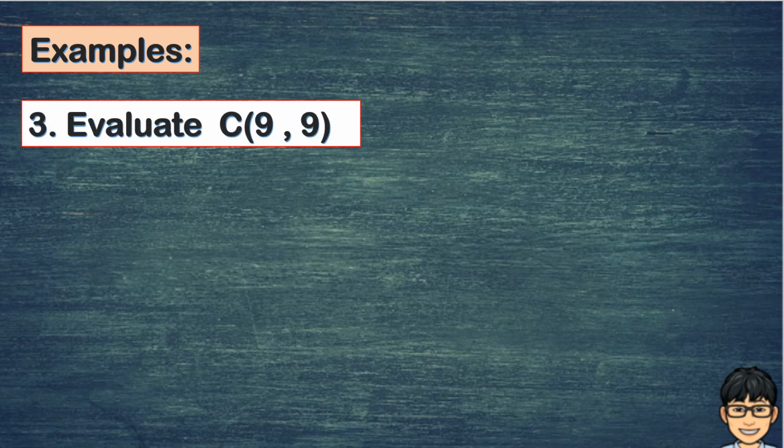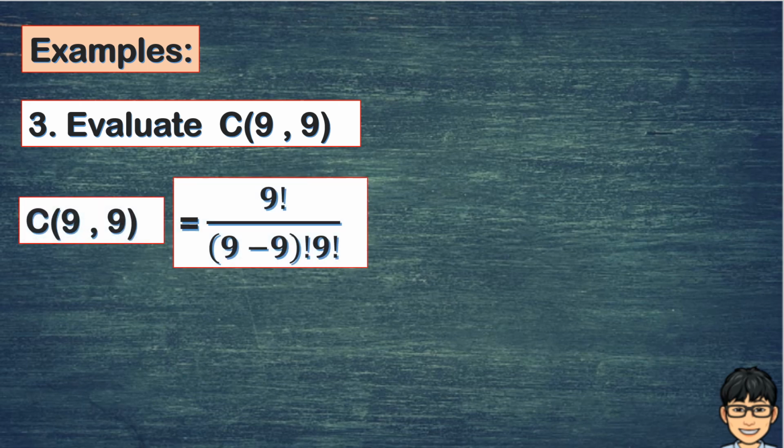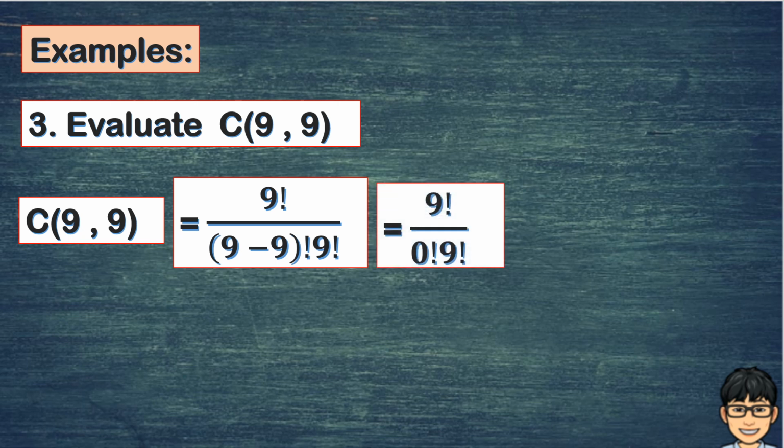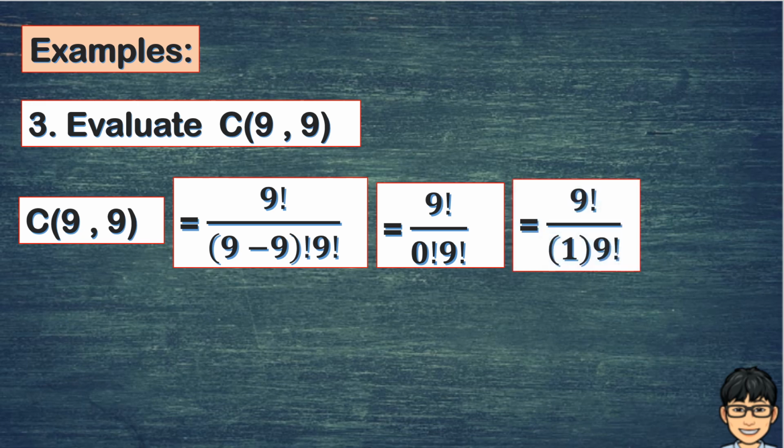Let us have the next example. Evaluate 9 select 9. Using the formula, it is equal to 9 factorial over the quantity of 9 minus 9 factorial times 9 factorial, which is also equal to 9 factorial over 0 factorial times 9 factorial. Remember, kamag-aral, na ang value ng 0 factorial ay laging equal sa 1. So we have 9 factorial over 1 times 9 factorial.